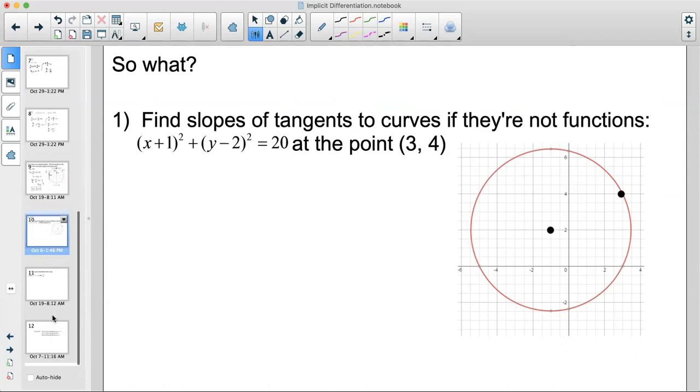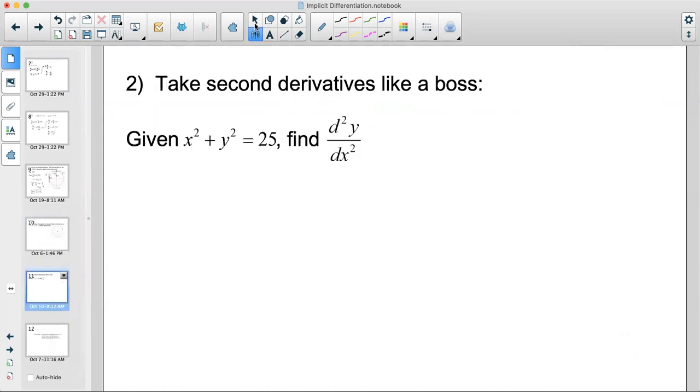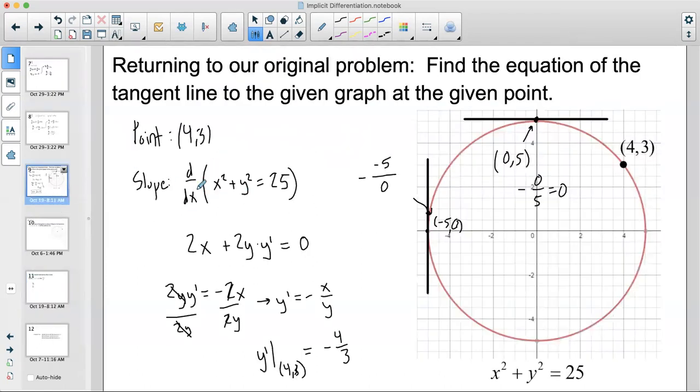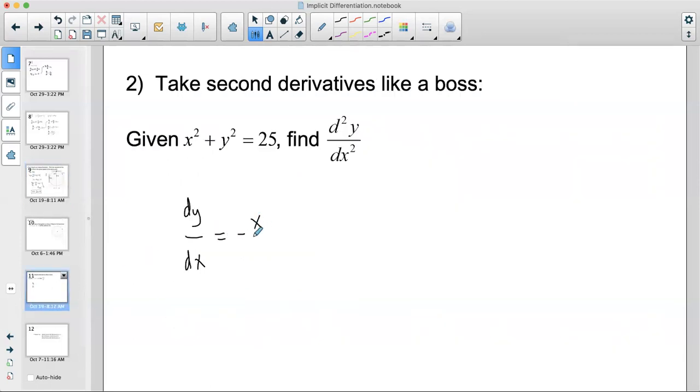Another thing we can do, and this I am going to do, is take second derivatives like a boss. Given this, find the second derivative. We already found the first derivative, so I'm going to cheat and just start there. Normally you would take the first derivative like we did right here, and we ended up with -x over y. So dy/dx is -x over y. Now the second derivative means take the derivative with respect to x of that thing. This is a quotient of -x and y, so I can do its derivative by using the quotient rule.